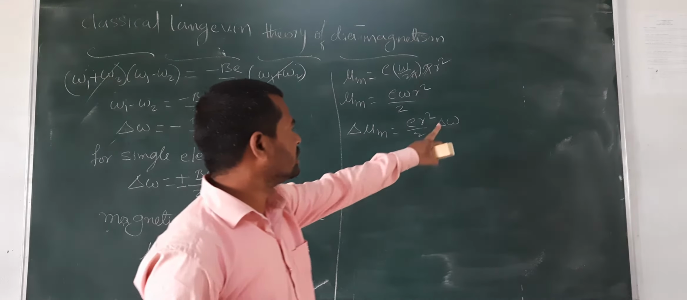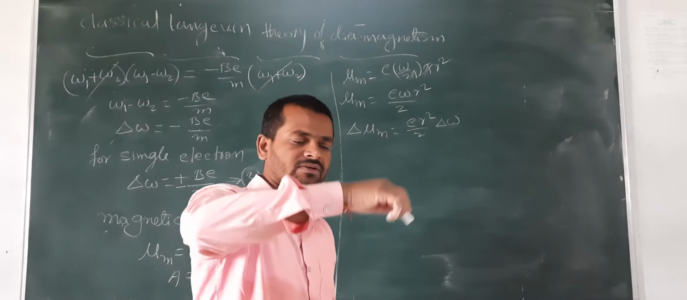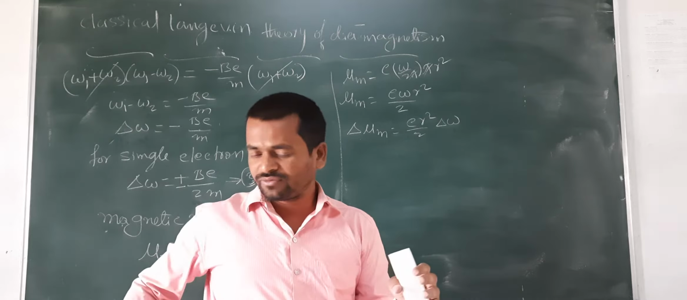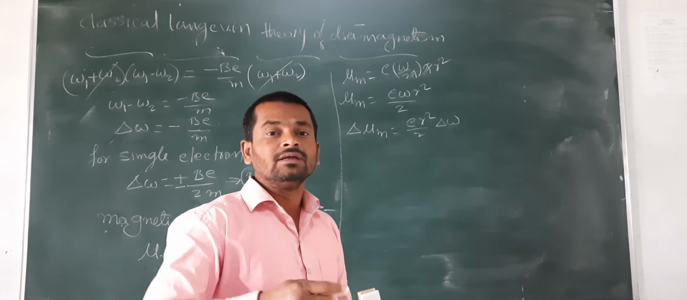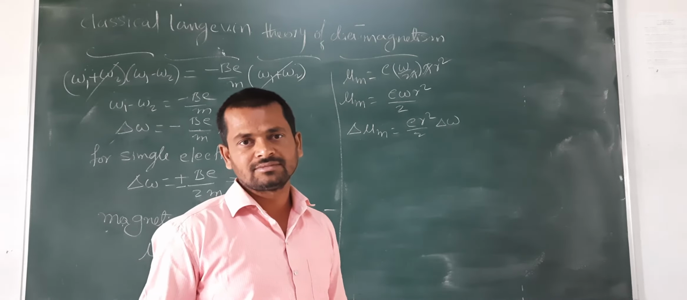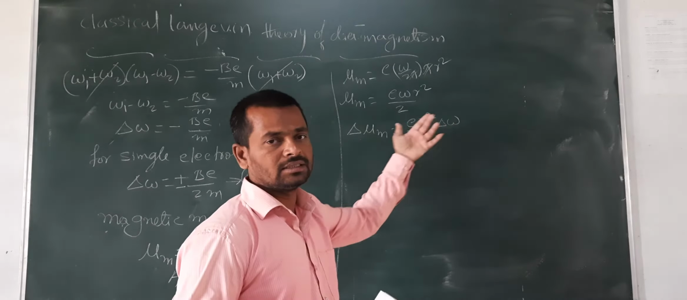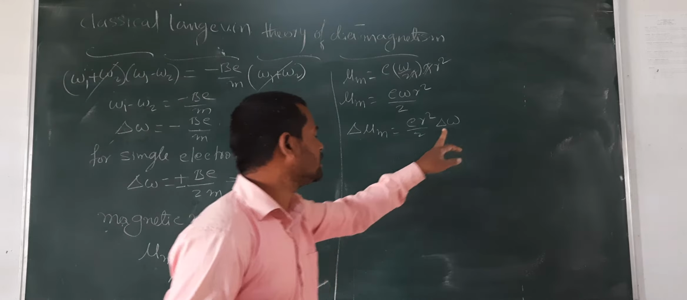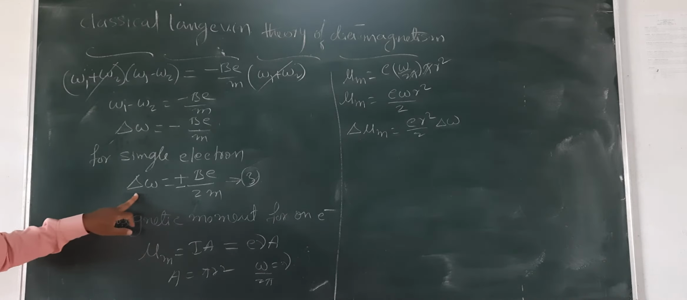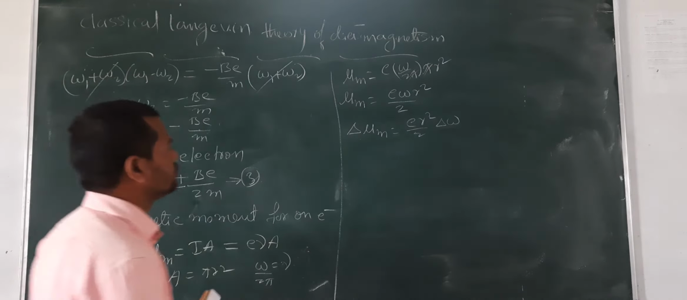So it already changes. Why? Because when an electron is revolving around the nucleus and you apply an external magnetic field, the velocity may change. A change in velocity will occur. So because of that it is written like this. And already this value is from equation 3.